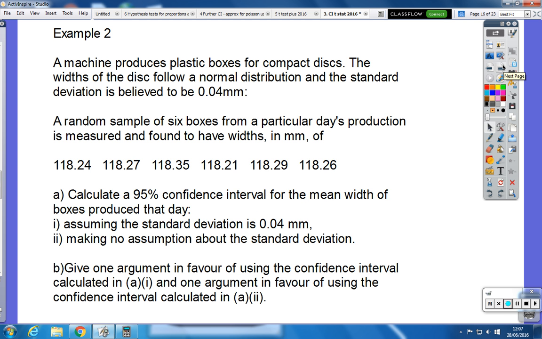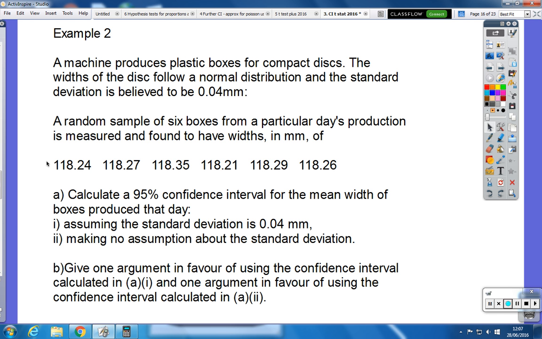Second example, again, pause the video please. Shove in all these values into your calculator. Work out what the mean and the standard deviation is. Use the formula. The first one is assuming that the standard deviation is 0.04. So that is assuming that the population standard deviation is 0.04. If you know the population standard deviation, then you're actually using a Z-test. So this first thing here is a Z-test. With no assumption, you use the sample standard deviation you get from here, and you do the same calculation. Okay?